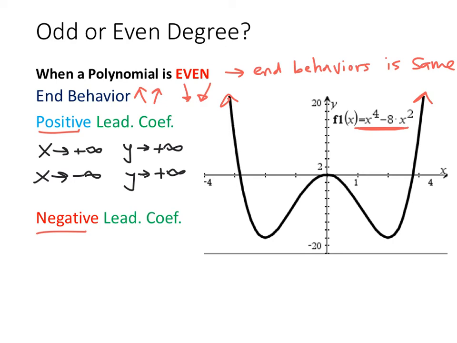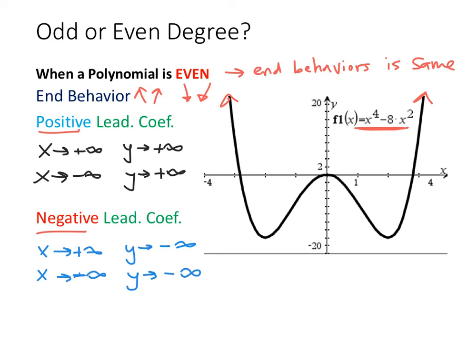Now with the negative leading coefficient, as x moves to the right at positive infinity, that means my graph is going to go down, which would be negative infinity. And as x would move to negative infinity, I'm really bad at writing infinities, I guess, y would also do the same thing and go to negative infinity.